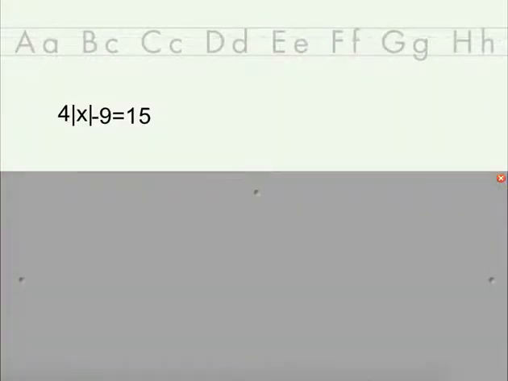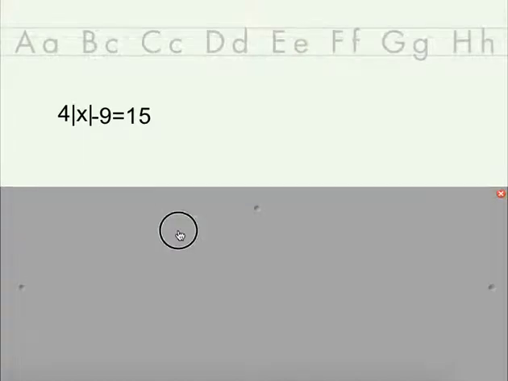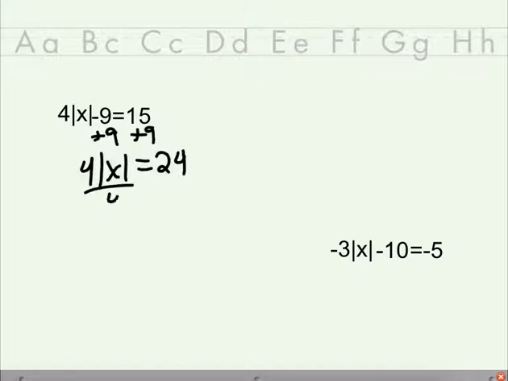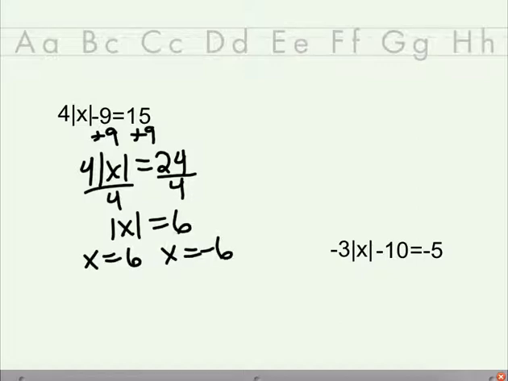Okay, I'm just going to go through a couple more of these examples here and then show you one word problem that could be used in this situation. So once more, add 9 and get 4 times the absolute value of x is equal to 24. I divide by 4 and get the absolute value of x is equal to 6. Now I can split it into x equals 6 and x equals negative 6.